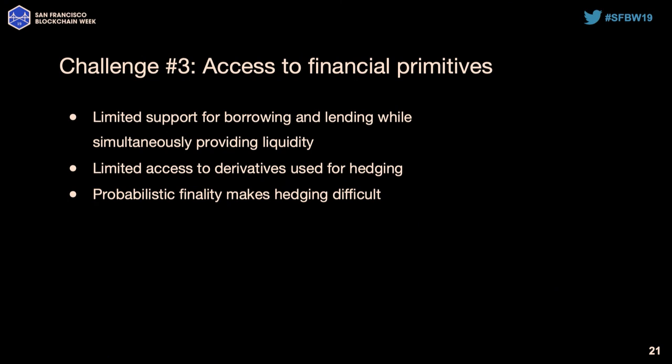Finally, there's a third challenge that I'm going to cover today. Decentralized exchanges don't yet have access to a lot of basic financial primitives. There's very limited support for borrowing and lending while simultaneously providing liquidity. There's limited access to derivatives used for hedging, and probabilistic finality makes hedging difficult. So we can't directly address all these problems in version 3, but I'm primarily going to focus on a solution to this first issue of borrowing and lending while providing liquidity.